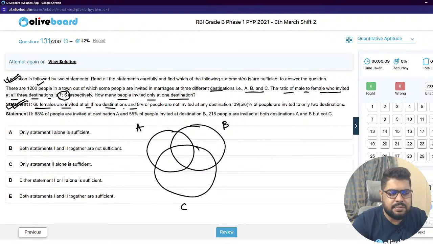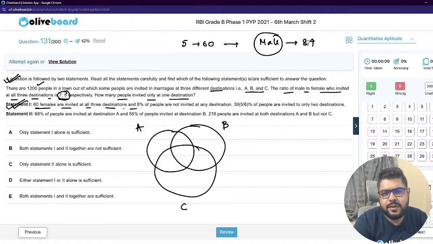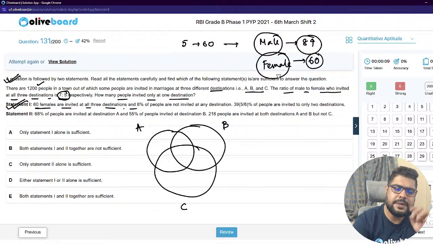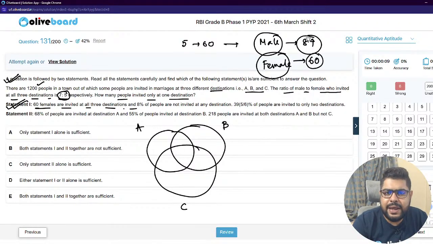And again, sir, the ratio of male and female is this. So 5 parts is 60. So meaning, sir, male will be 7 parts, that is 84. Because 5 12s are 60, 7 12s are 84. And females are given, it is 60, sir. So that means this particular part, this will be 84 and this 60. So this is 144. I know this.